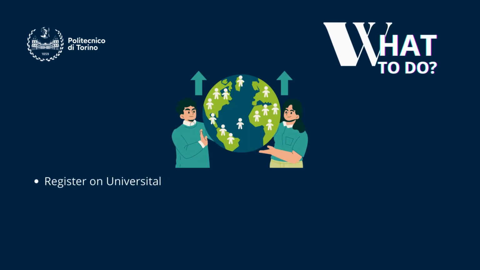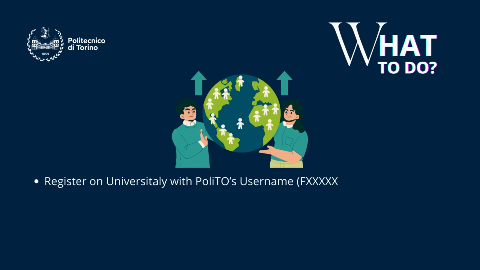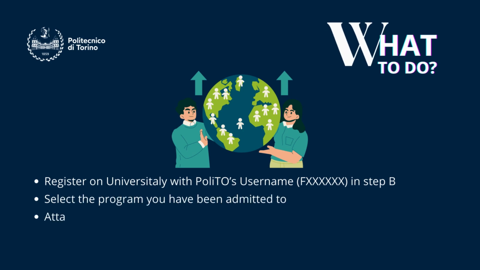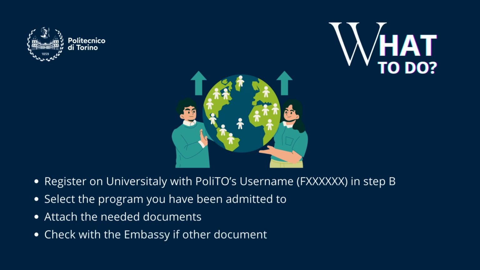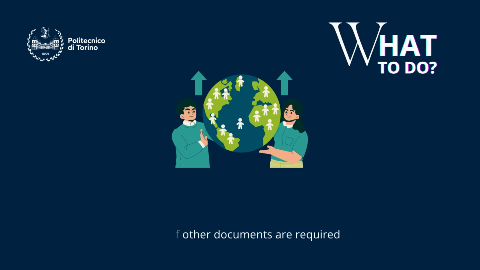Applicants must register on University and add PoliTo's username in Step B. Select the program you have been admitted to. Attach the needed documents. Check with the embassy or consulate if other documents are required.